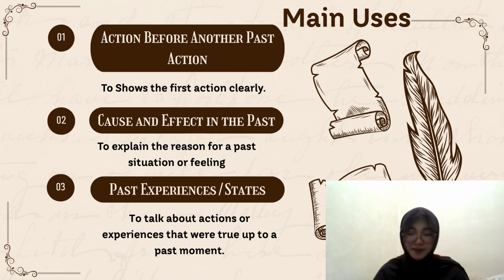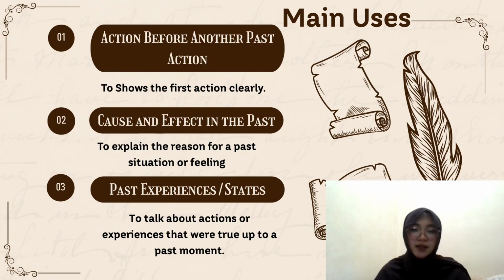Okay, next are the main uses. There are 5 main uses. The first is action before another past action. So it is used to show clearly which action happened first. For example, I had eaten before I left home. The part with had eaten is the first action.